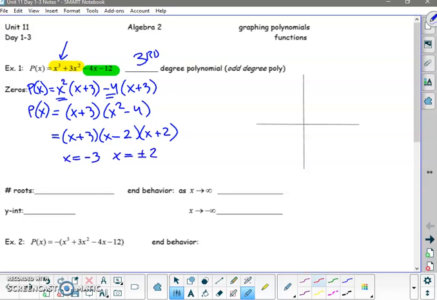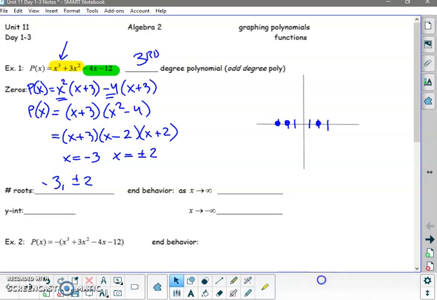So what does that tell us graphically? That tells us basically that our graph is going to cross the x-axis at those values. So if we want to make a quick sketch, it's going to cross at -3, it's going to cross at -2, and it's going to cross at +2. So those are the x-intercepts.